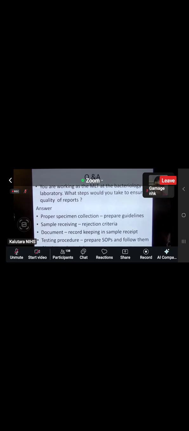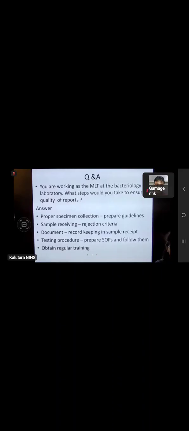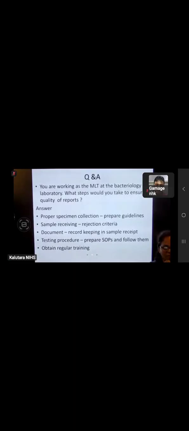Actually, in this question, they are asking about quality assurance. Quality assurance is very broad, as I told you, and includes quality control steps as well. So when you answer this question, it is better to organize your answer into 3 parts. What are those 3 parts? Pre-analytical, analytical, and post-analytical. Yes, very good.